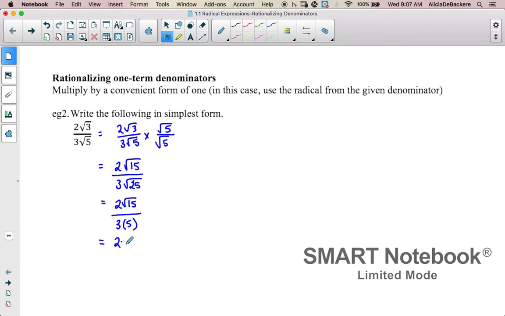And so this comes out to 2 root 15 over 15. Okay. And again, I did check that root 15 was in simplest form. And so we're done.